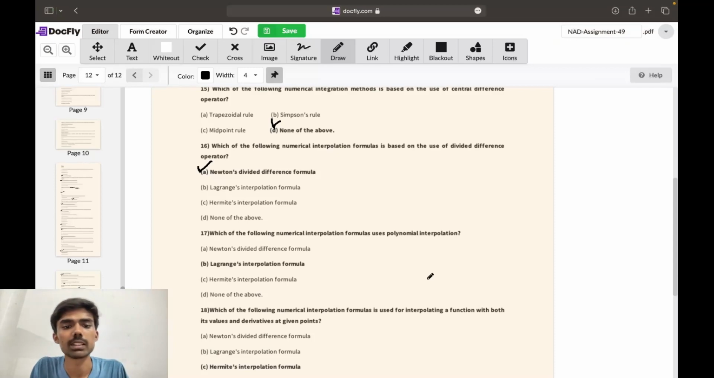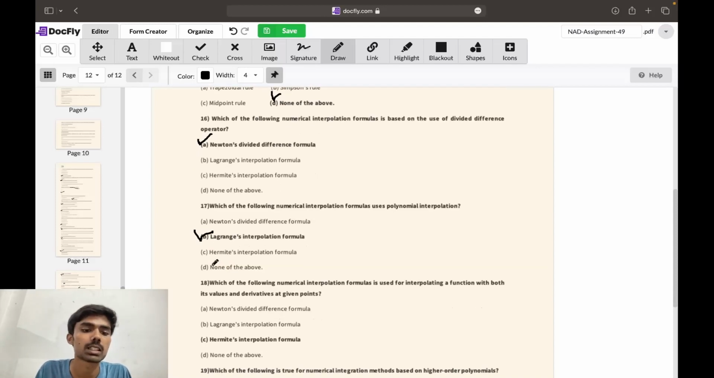Question number 17 is: which of the following numerical interpolation formulas uses polynomial interpolation? Newton's divided difference formula and Hermite's interpolation formula are not the answer, as Hermite's interpolation formula is actually an advanced version of Newton's divided difference formula, and the base Newton's divided difference formula uses the divided difference operator, so these are not the correct answers. So here option B is the right answer, Lagrange's interpolation formula, as we have discussed in earlier questions also, which were in the first set of MCQs.